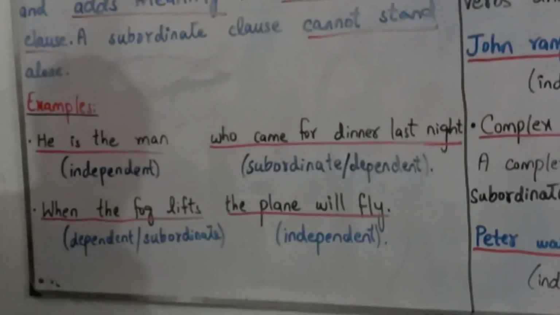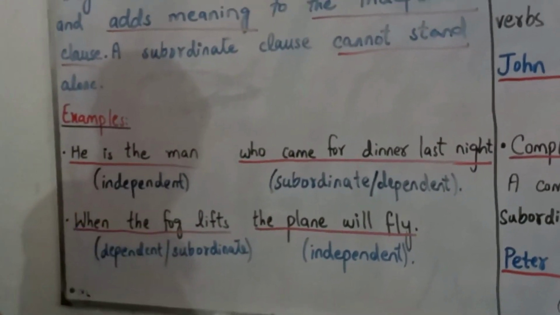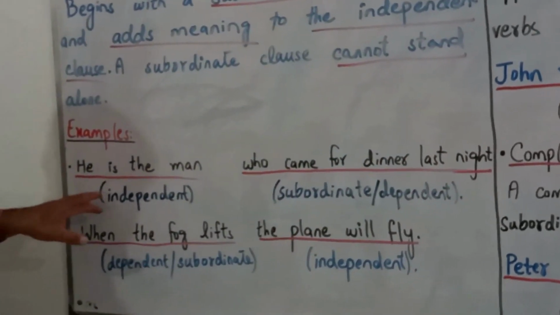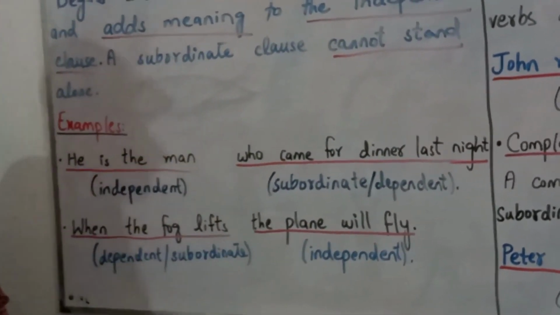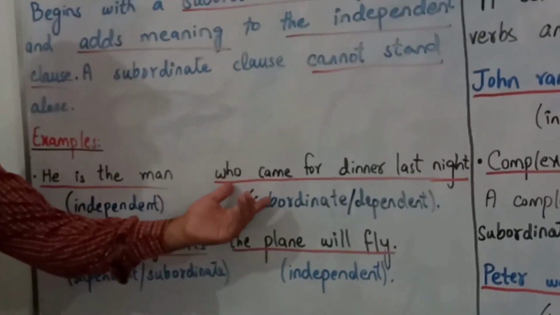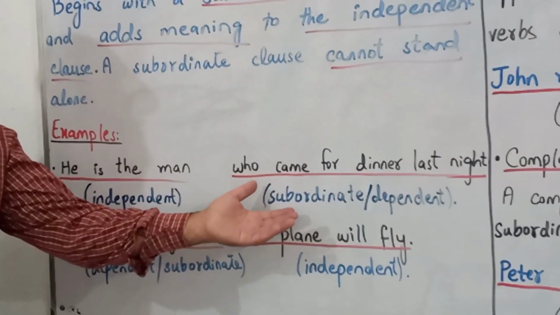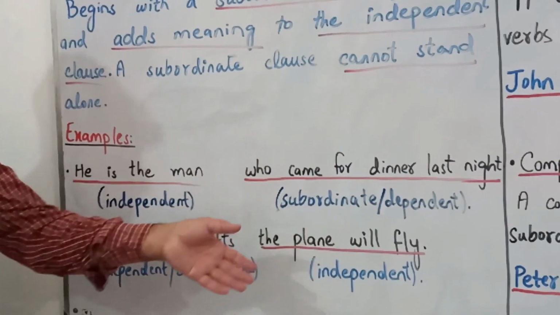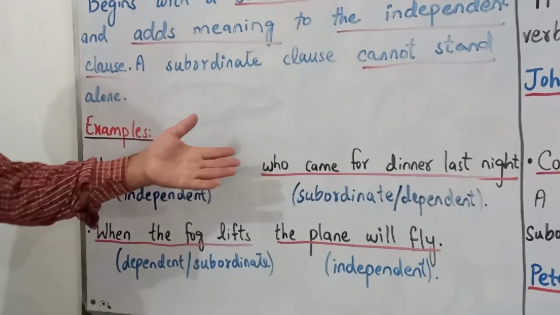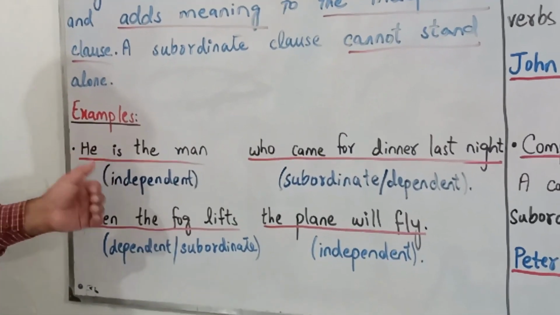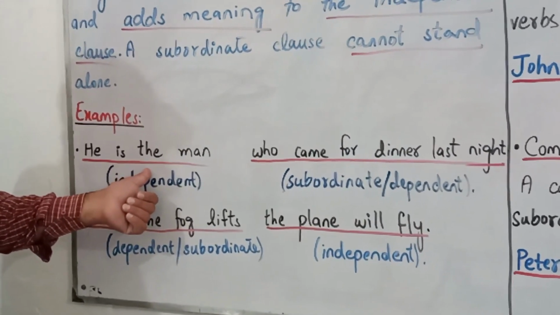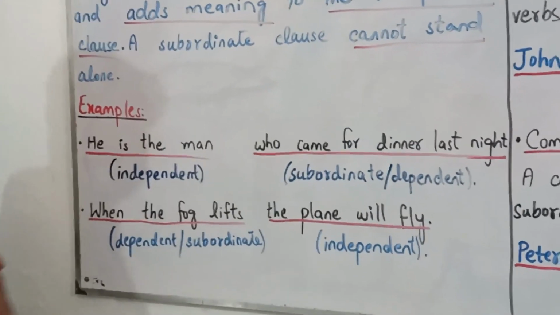Okay. Examples. He is the man who came for dinner last night. If I put a full stop over here, it gives a complete meaning. It does not need the rest of the sentence to give its meaning. But the dependent clause is adding some meaning to it. Otherwise, it can stand alone. It can give meaning alone. Clear?